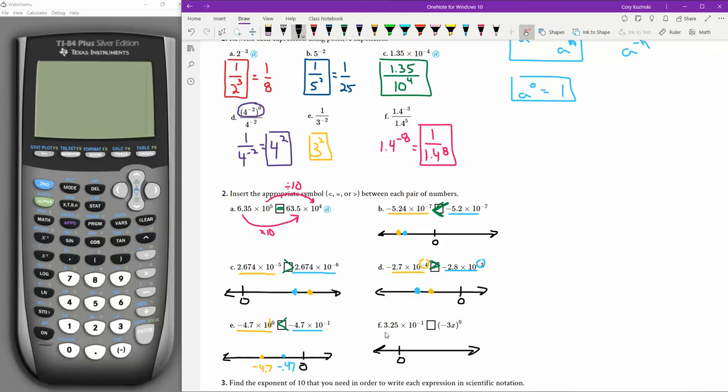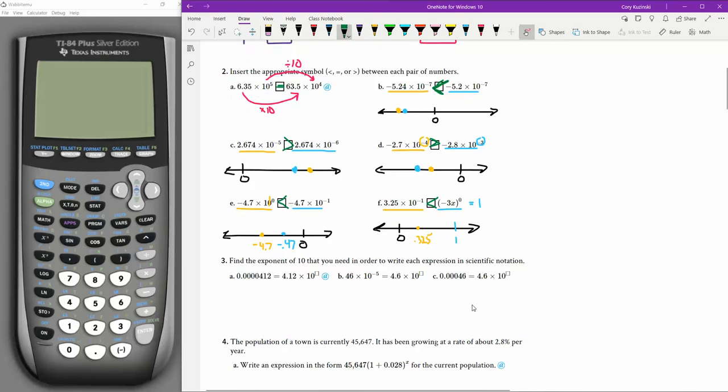Positive numbers we're dealing with. This, interestingly enough, is just 1, so it's right there. But this one, that's like 3.25 divided by 10, so it's like 0.325, which makes it less than 1. So that's less than. All right, I checked my answers too. We got all those right.